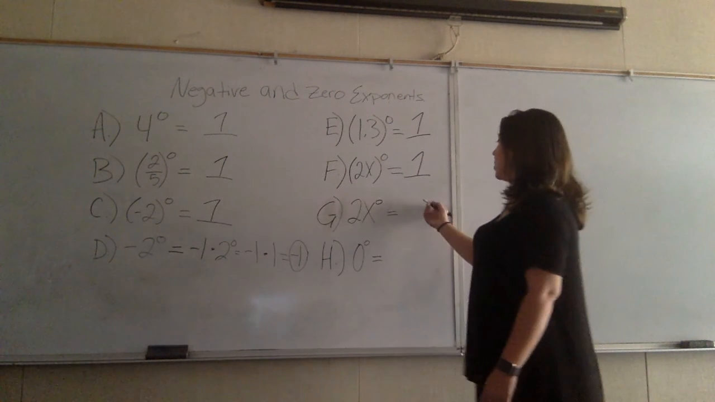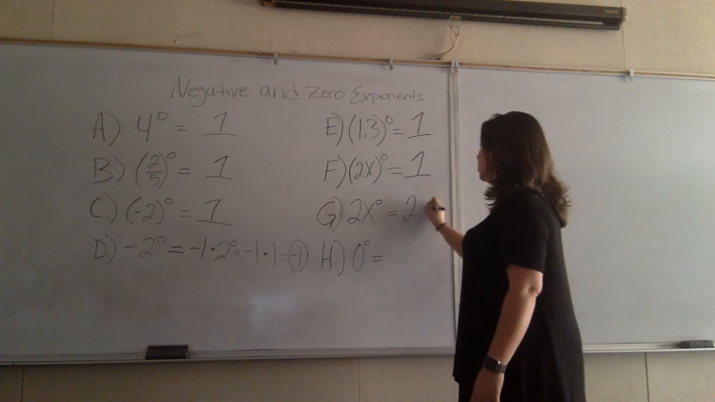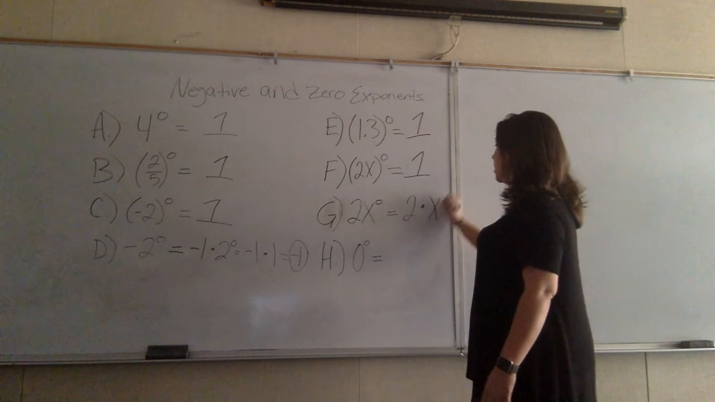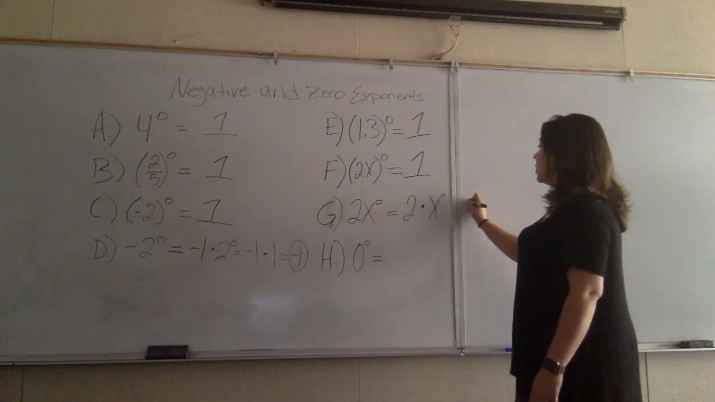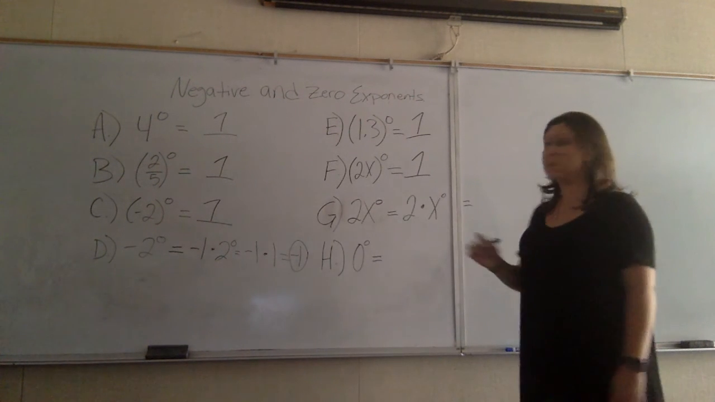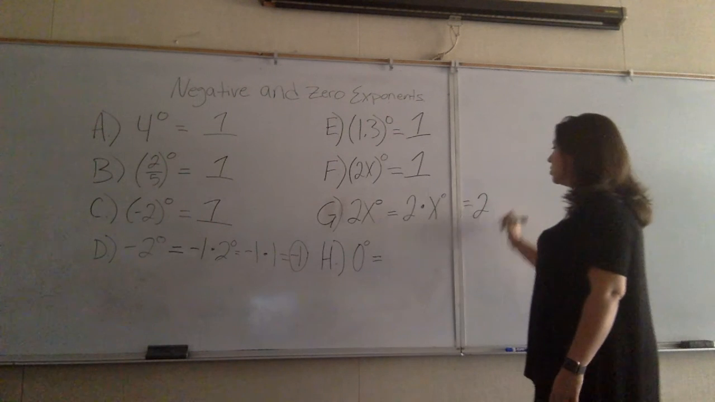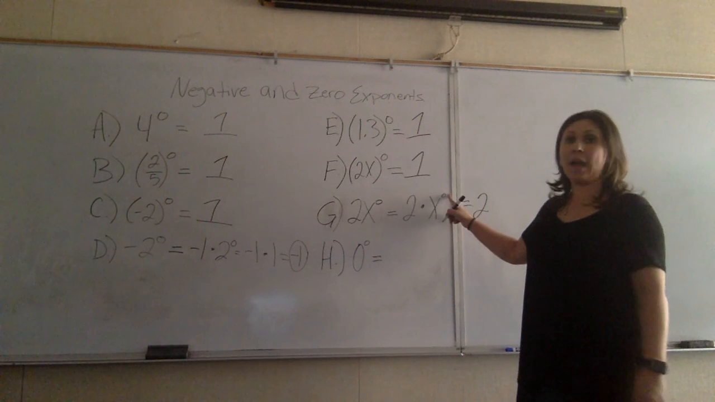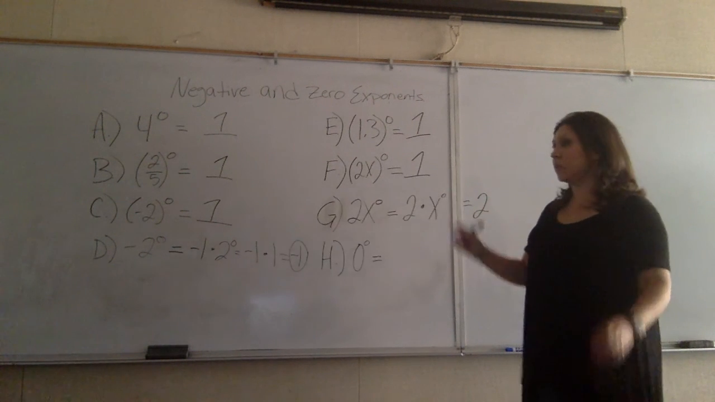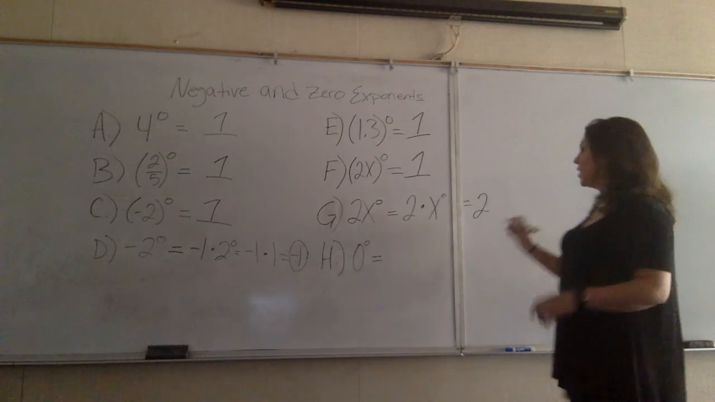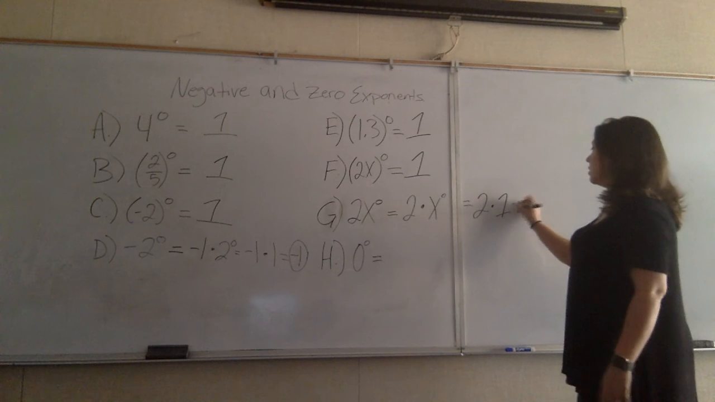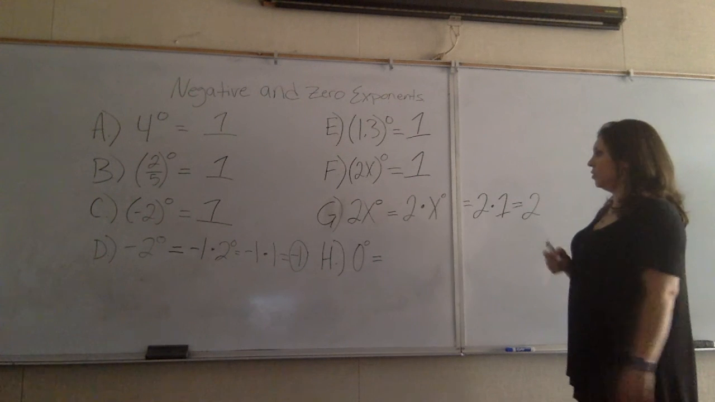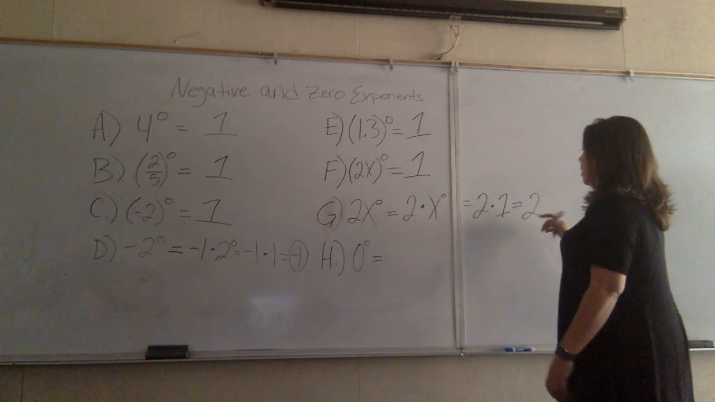So I'm going to separate these two guys. I have 2 times x to the 0. The 2, we're not dealing with the 0 exponent, so I'm going to leave it as 2. The x, however, has a 0. So x to the 0 gives me, that's right, it gives me a 1. And 2 times 1 gives me 2. All right.